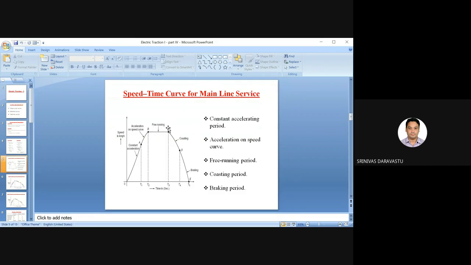And next one is the coasting period, that is T3 to T4 or C to D. At the end of the free running period, the power supply is cut off and the train is allowed to run under its own momentum. The speed of the train starts decreasing on account of resistance to the motion of the train.